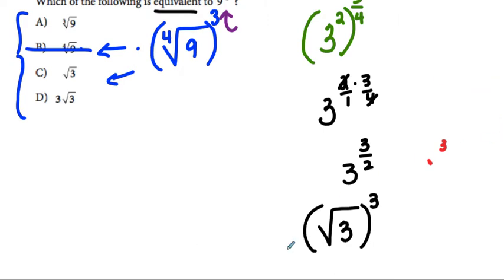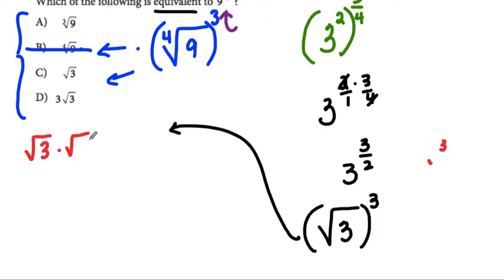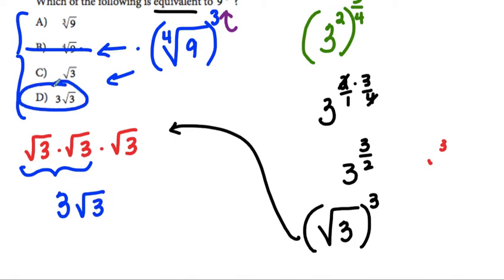When we think about the square root of 3, when we cube something, that means I'm multiplying it by itself 3 times. So that means root 3 times root 3, I know, is 3. And I'm left with a root 3. So D would be my answer.